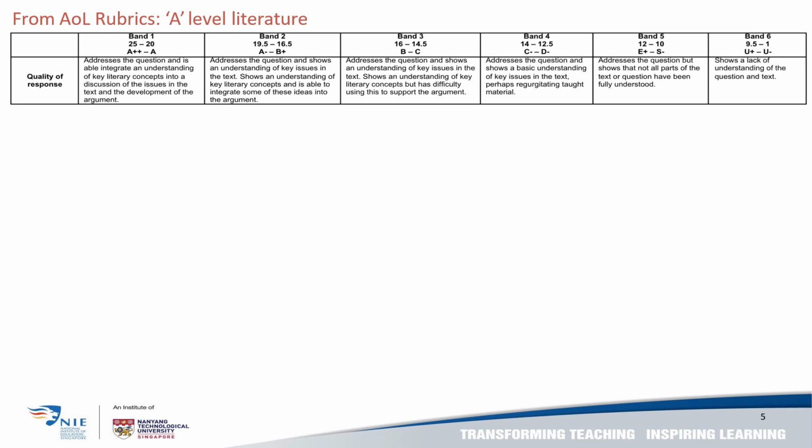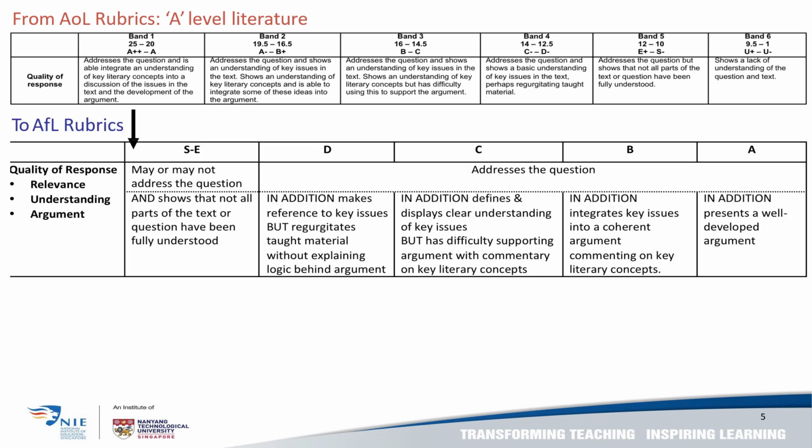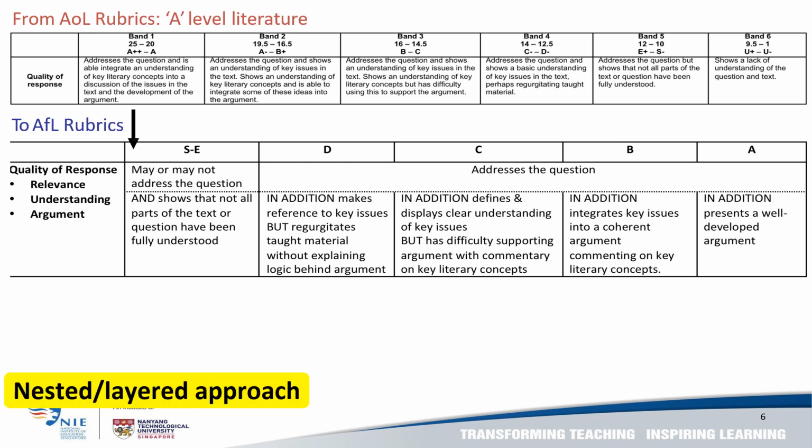So the criteria of the quality of response is unpacked into three subcomponent parts: relevance, understanding, and argument. Once we have unpacked the criteria, we are now ready to use a nested or layered approach in spelling out the increasing level of complexity in students' understanding. At the lowest level, students' answer may or may not even address the question.